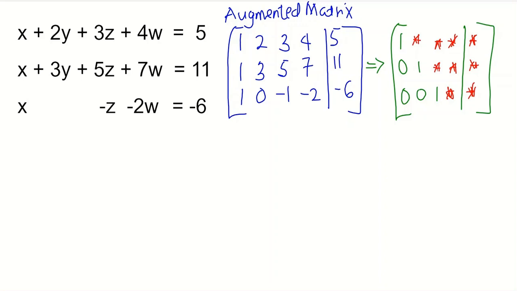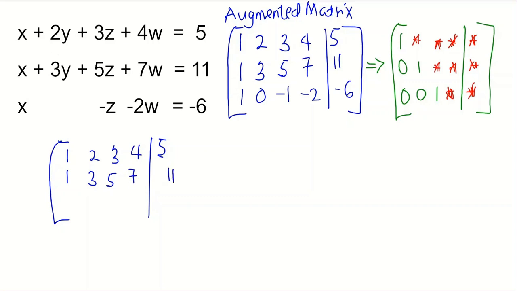And so we can rewrite our augmented matrix here, and we have 1, 2, 3, 4, 5, and then we have 1, 3, 5, 7, 11. And then it follows to 1, 0, -1, -2, -6.